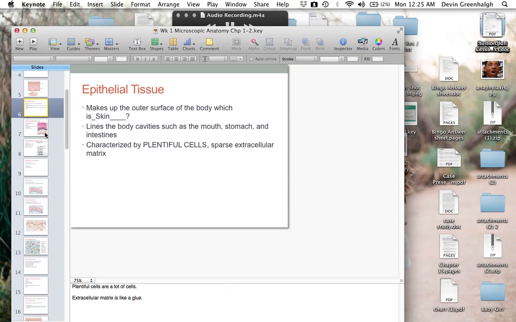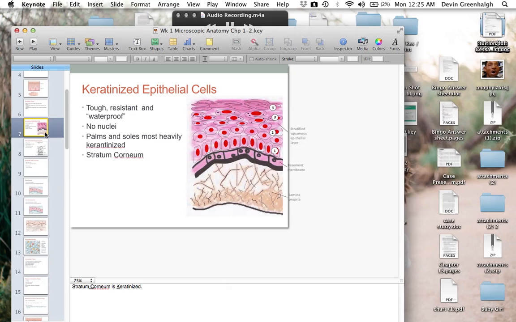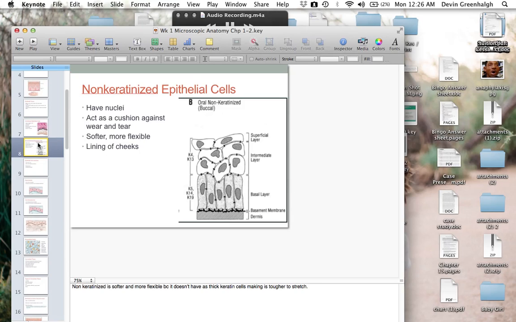Keratinized epithelial cells. Keratinized is tough, resistant, and waterproof. It has no nuclei. It's not very cushiony. And keratinized epithelial cells are found in the stratum corneum layer. So think corneum, keratinized. Then you have non-keratinized, and these do have a nucleus, and they act as a cushion against wear and tear. Non-keratinized is softer and more flexible, such as in the lining of our cheeks.